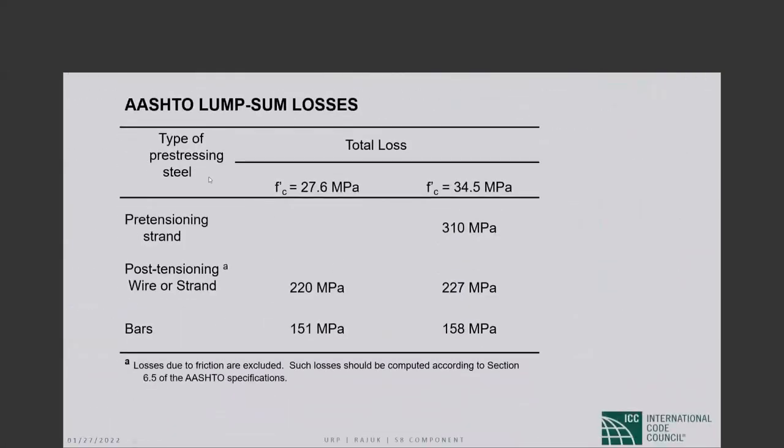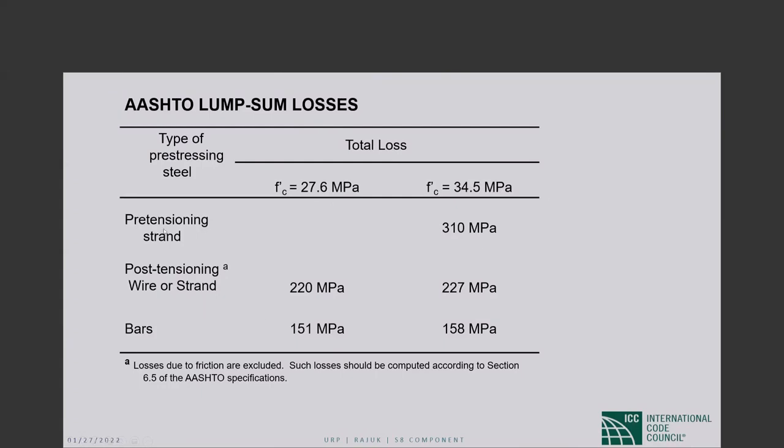These are AASHTO lump sums. So these are for bridges. Sorry, let's go back here. So this is from AASHTO. It's kind of, again, approximate. So total loss depending on the concrete strength. So there are two strengths given. Nothing is given beyond that. I don't know if you can extrapolate that or not.